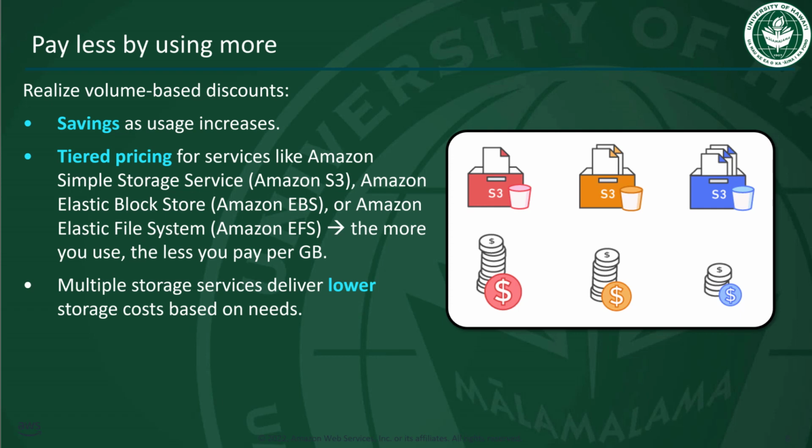So it's not all just one way and that's it. You have different service levels that you can save money on depending on what you're going to use on a regular basis. So to optimize your savings, you can choose the right combination of storage solutions that help you reduce costs while preserving performance at the level that you expect, and definitely security and durability. So savings as usage increases, tiered services based upon what you need for the different storage services like S3, EBS, and EFS. Again, fundamentally, the more you use, the less you pay per gigabyte.